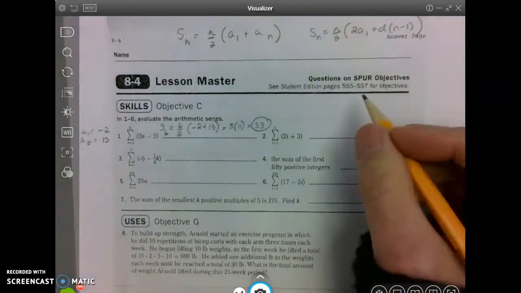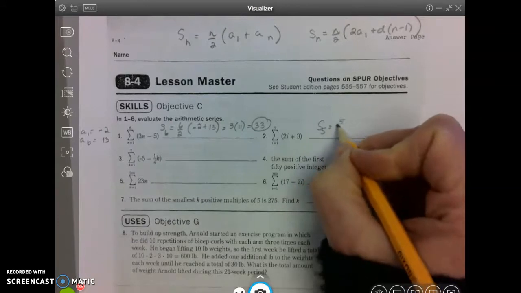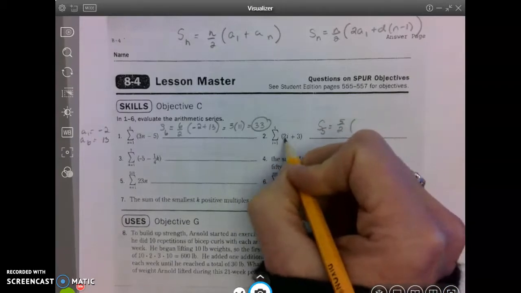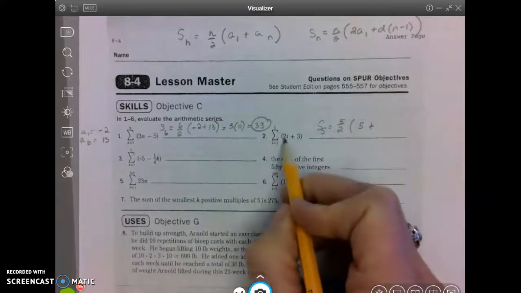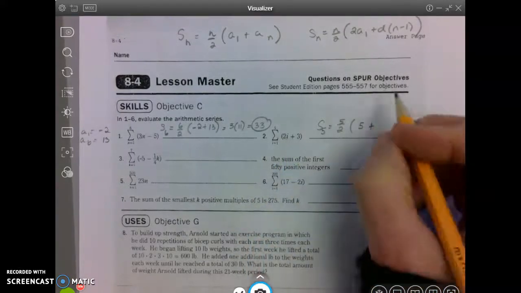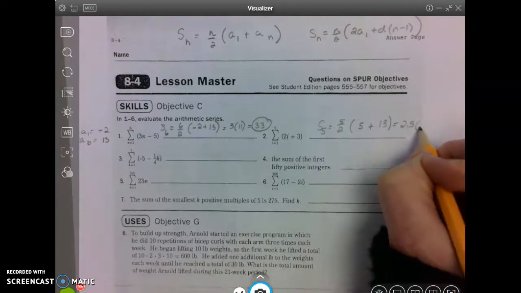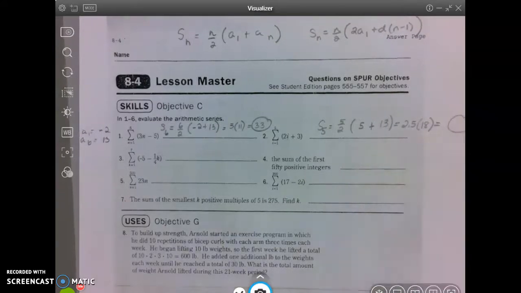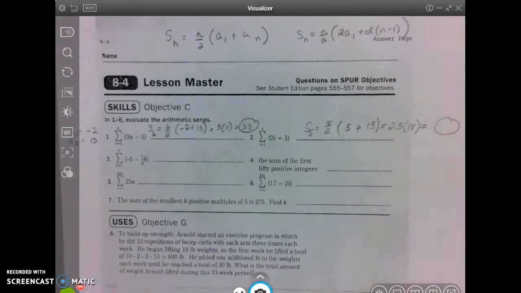I'm going to add the first 5 terms. So s sub 5 is 5 divided by 2. The first term, all right, let's see, when I put a 1 in here, 2 times 1 plus 3 is 5. Put the fifth term in there, 2 times 5 is 10, plus 3 is 13. So I end up with 2.5 times 18. Put that in my calculator, and I get my answer. All right, number 3. I'm going to add up the first 7 terms.